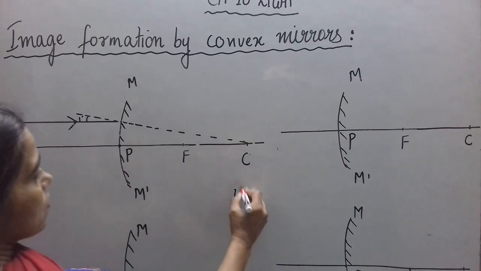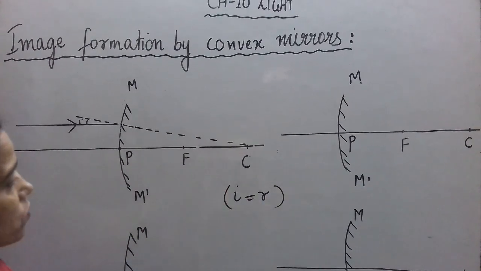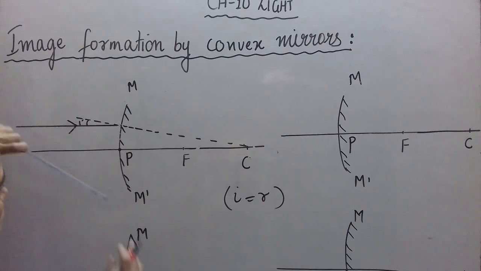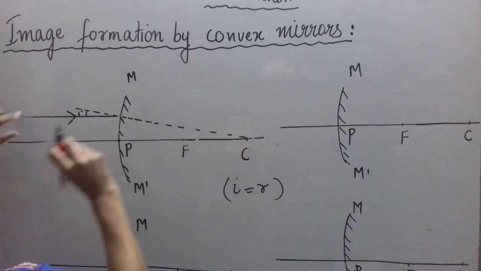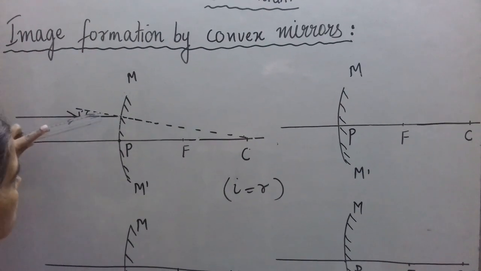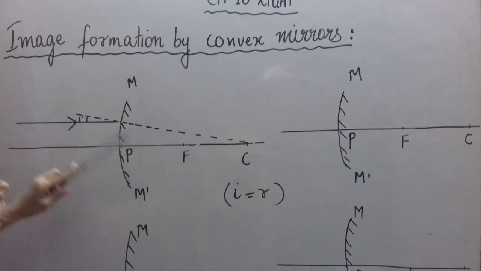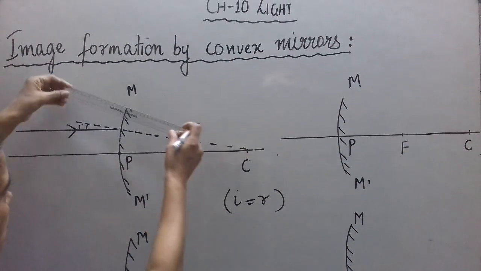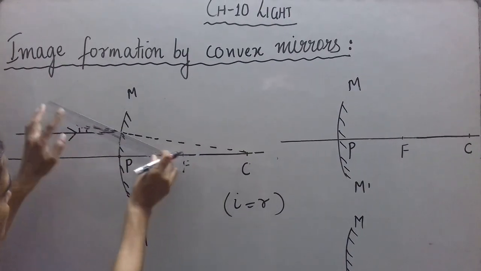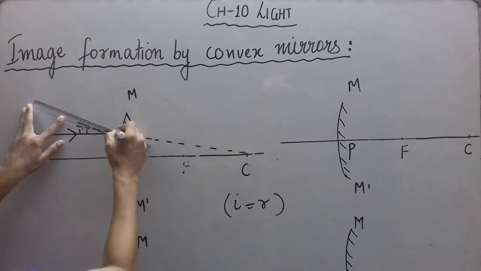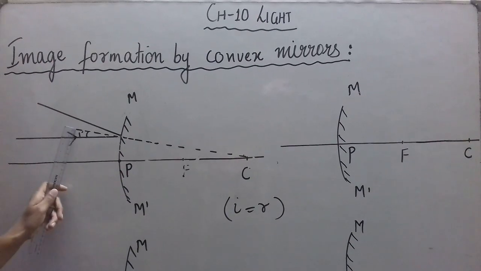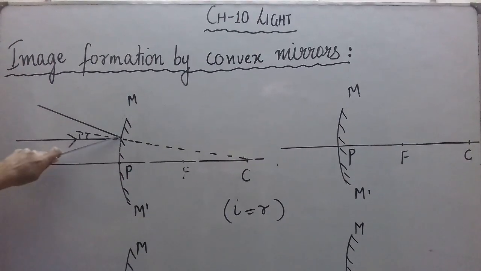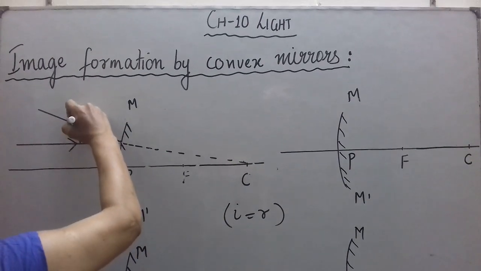We know the law, I is always equal to R. This is one of the laws of reflection. And the reflected ray lies on the other side of the normal. We have already seen this before, that whenever the ray is parallel to the principal axis, after reflection in case of a convex mirror, it appears to be coming from the focus. Let us see how. Now here, this is my incident ray, this is the normal. After reflection, the ray bounces back like this. It means this is now my reflected ray.